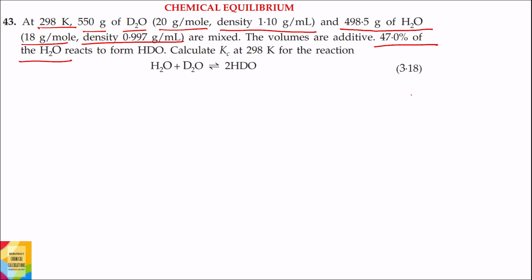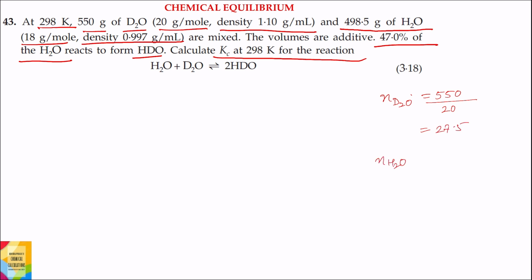47% of the H2O reacts to form HDO. Calculate Kc at 298 Kelvin for the reaction. Now first of all, let us calculate the moles of D2O. Moles of D2O will be equal to weight divided by molecular weight, that is 20. So moles of D2O is equal to 27.5 moles.